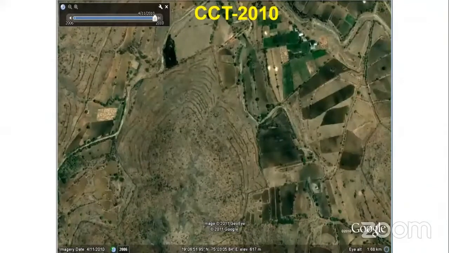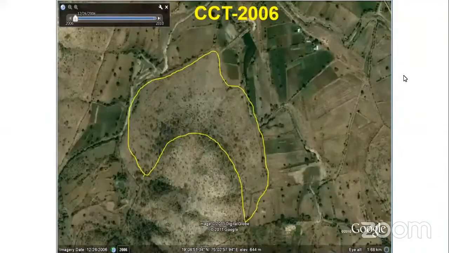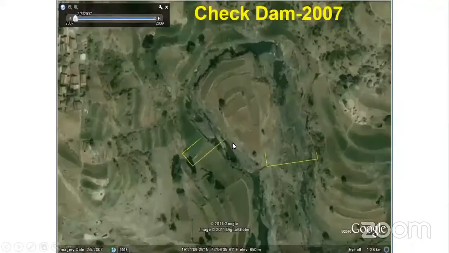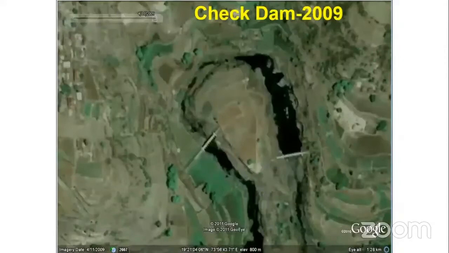This is a figure of 2006. You can see there is no work done related to watershed. And in 2010, you can see that this has been covered with CCT. So this is a very good tool. Just by looking at the Google Earth images, we can analyze whether works had been done or not. In 2007, these are the locations where no check dams were constructed, and after some years, 2 check dams have been constructed over here, and they have been filled with water also. So this can be a very good tool for monitoring.